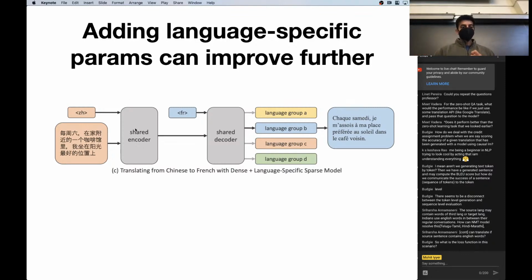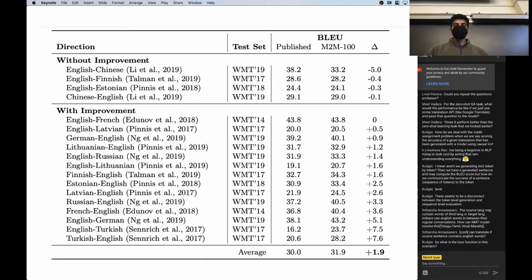You can see the operation here, right? Here you have some Chinese input. This is the special token indicating that this is Chinese, and you feed it to the encoder. Then in your decoder, you have this special token indicating you want to produce French. And in this decoder, you might have some parameters that are specific to a language group that the model will then use before producing the final translation. So this part is the language-specific parameter part. But they also tried without this part, where you just have this French token inserted and the model produces the translation. Okay, so I wanted to just conclude with the results here.